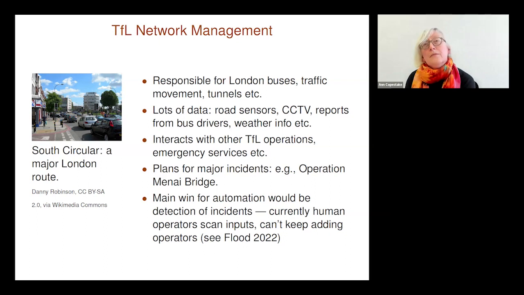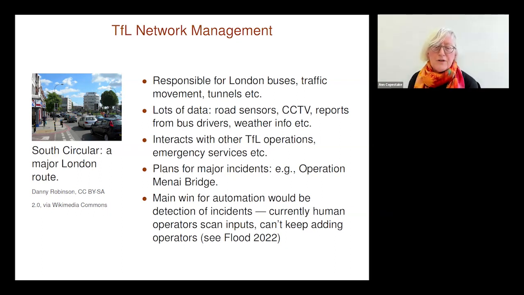Operation London Bridge was for the death of Queen Elizabeth II and all the preparation that had to go into that. Operation Menai Bridge is for the death of King Charles III. So they have to have plans for all the things that are going to happen then, and those have to be prepared in advance and thought out carefully, but not quickly.